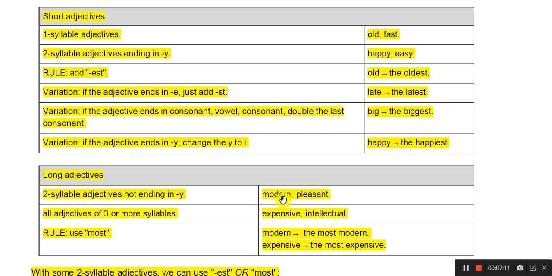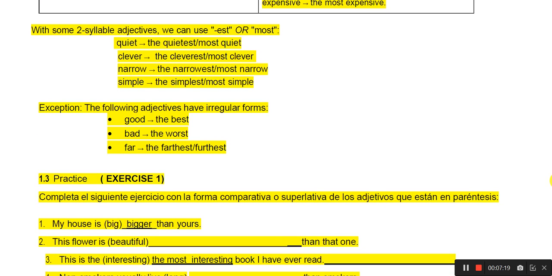Look at this, modern. I need to say the most modern. Expensive, the most expensive. And the exceptions. This one, los que podemos decir de dos formas, and this one, los que cambian. Quiet, the quietest or most quiet. Y así sucesivamente.